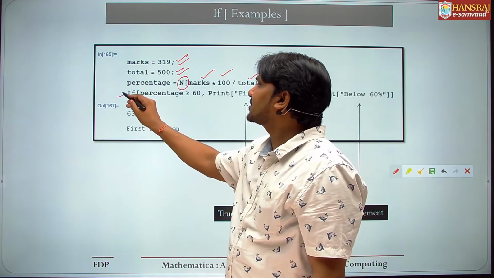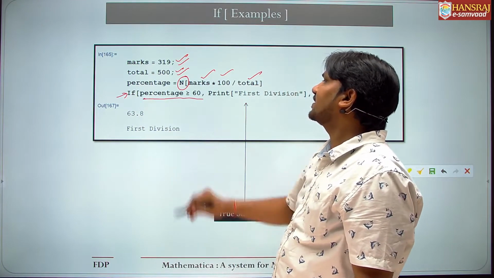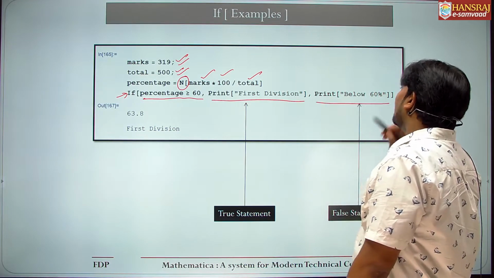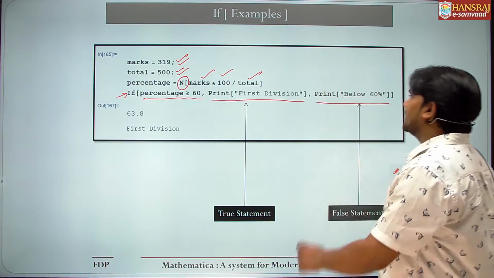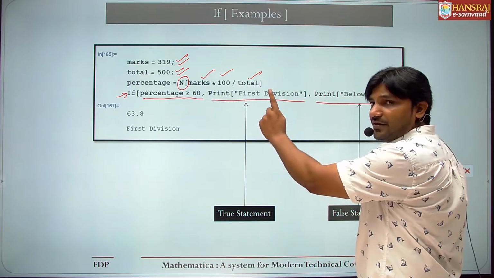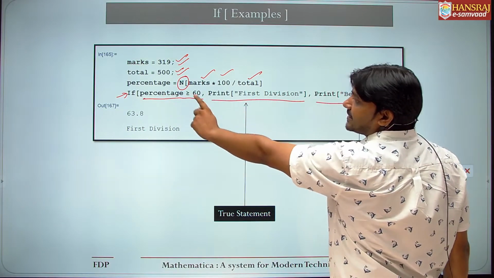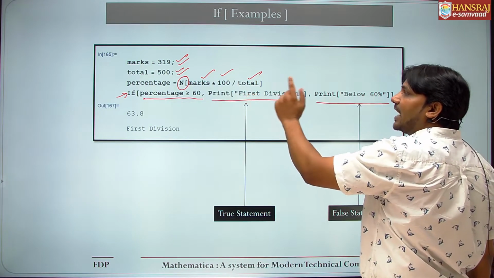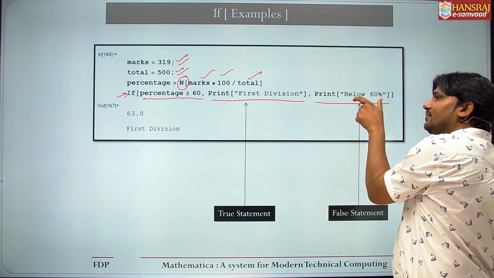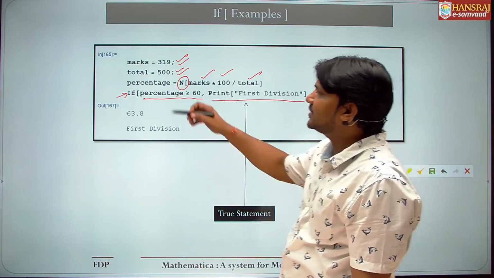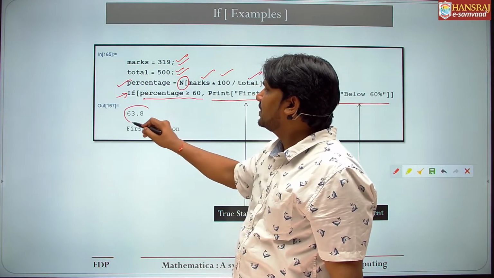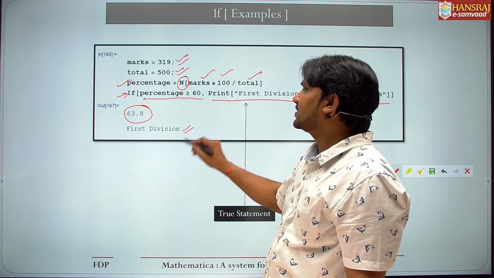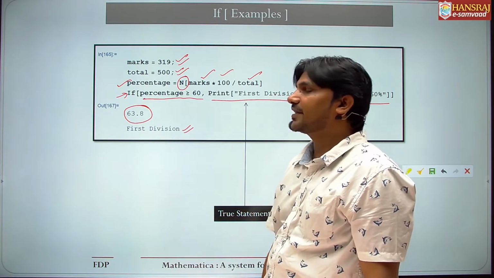Now come to the if statement. If percentage is greater than 60, you will write first division, otherwise you will write below 60%. So the first statement is, if percent is greater than 60, then the first statement will be executed and the output will be first division, otherwise it will go to below 60%. Here we can check the percentage for the student is 63.8 and the output is first division because it is greater than or equal to 60.